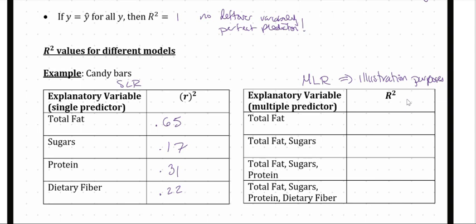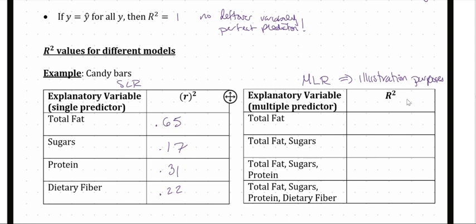So before we go any further, let's interpret what each of these means. When I use fat as a predictor of calorie content of candy bars, I explain 65% of the total variability in calories. Or fat explains 65% of the total variability in calories in candy bars. On the other hand, sugars only explains 17% of the total variability in candy bars. Protein explains 31% of the total variability in candy bars. And dietary fiber on its own explains 22% of the variability in candy bars.